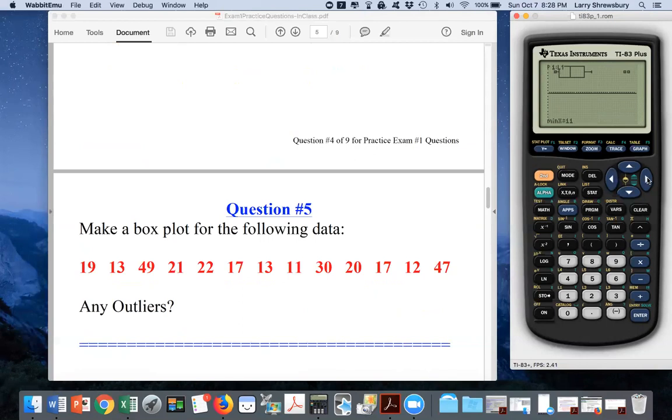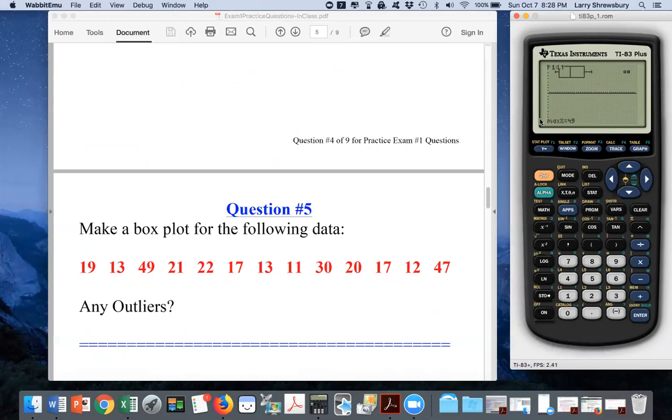So you can see the left whisker is 11. First quartile is 13. So 25% of the data is below that. The median's 19. Half of the data is below, half is above. Third quartile is 26, which is the 75th percentile. So 75% of the data is below it, 25% is above. Right whisker goes to 26, and we got 2 confirmed outliers, 47 and 49.